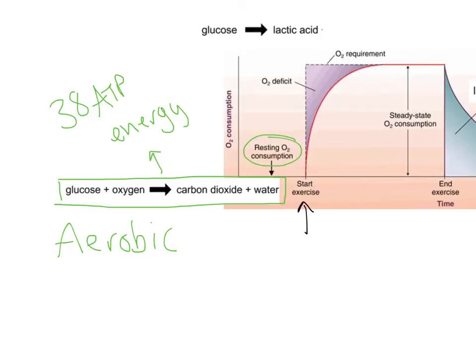So when you start to run, your muscles are working harder, they need more energy, so they need more respiration, they need more oxygen. But you can't deliver that. That purple box shows you the difference between what you need, the requirement, and what you're actually able to supply through increasing your heart rate, and with it your breathing rate. And so we build up what's called an oxygen deficit.